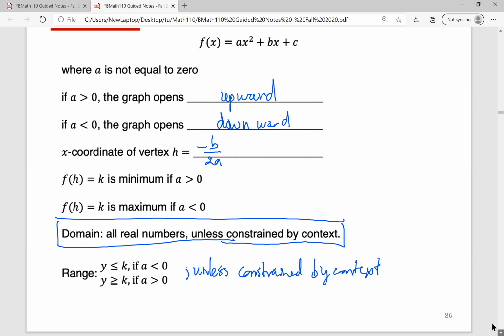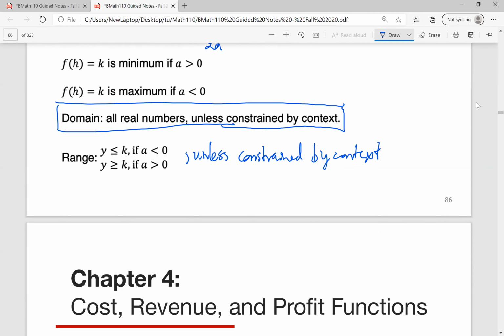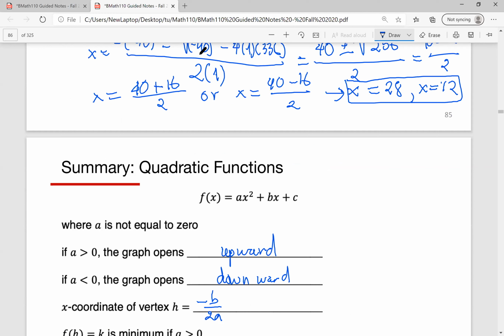Okay, so we're going to stop this section now. Next time I'm going to talk about chapter 4, but for now we're going to stop this section 3.3.